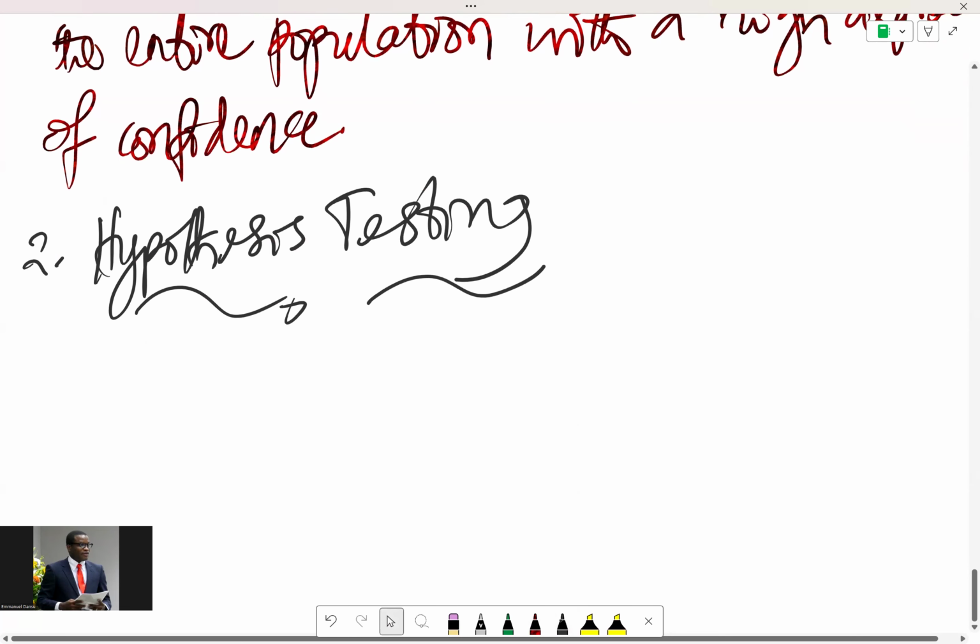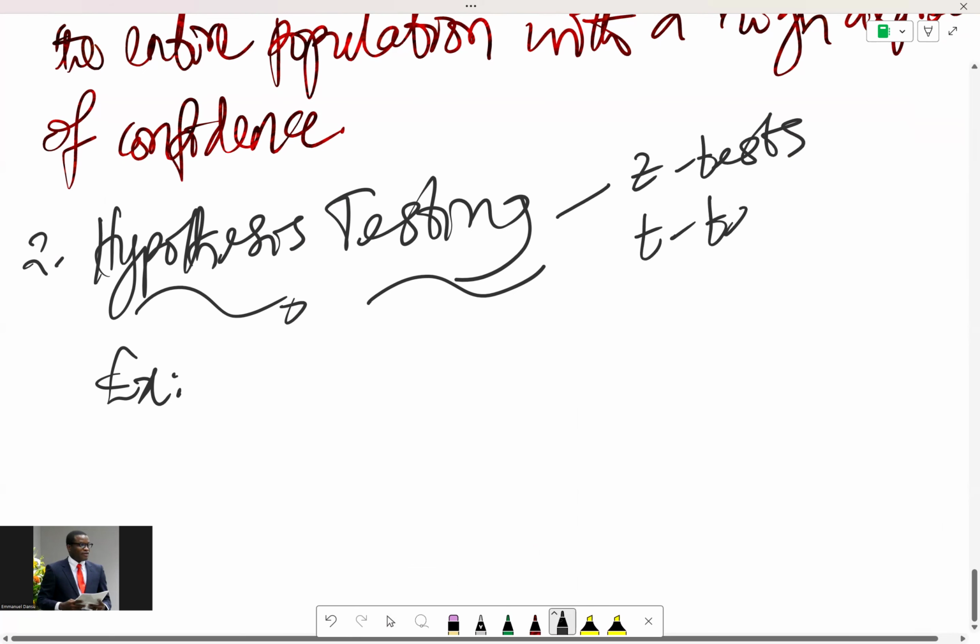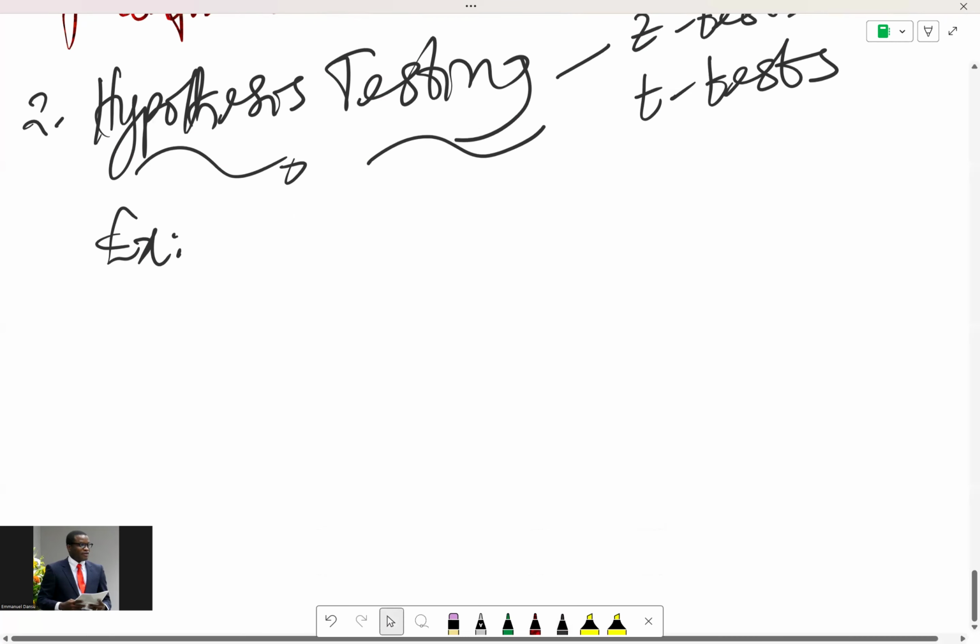So for hypothesis testing now, the CLT justifies the use of Z-tests and T-tests for comparing sample means to population means, or comparing two sample means, even if the data isn't normally distributed.